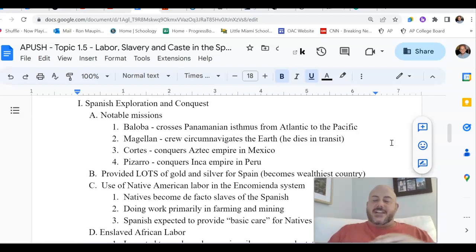The 16th century is really going to be dominated by the Spanish more than anybody else. But note, this is not just a story of how the Spanish became super wealthy, super powerful, but also the story of how this is going to devastate other groups of people. One of those, of course, being Native Americans.